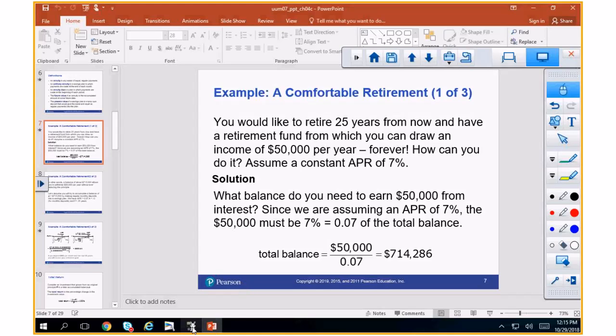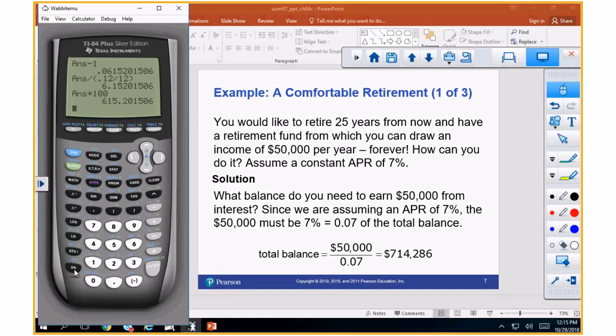Okay, I'll do it. Is that not it right there? Oh, thank you. I'm sorry. It's close to $1 million. It's 700,000. I didn't even see it. I don't look at these things. 50,000 divided by 0.07.